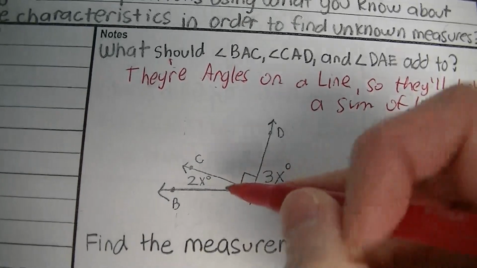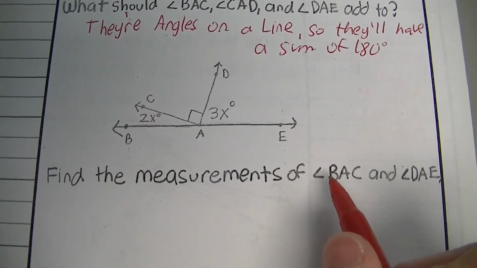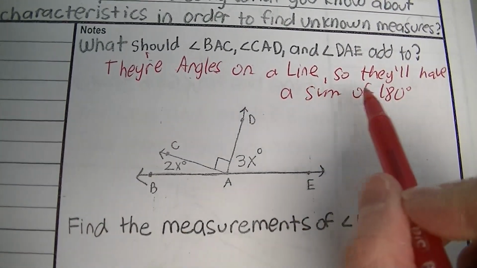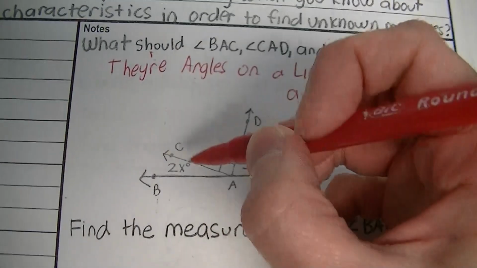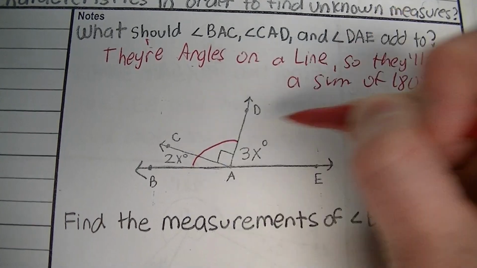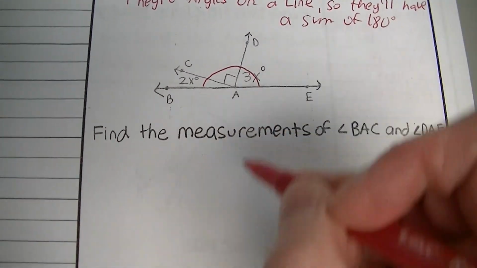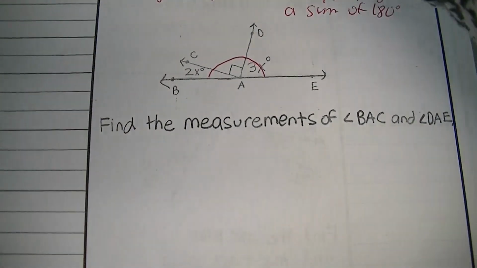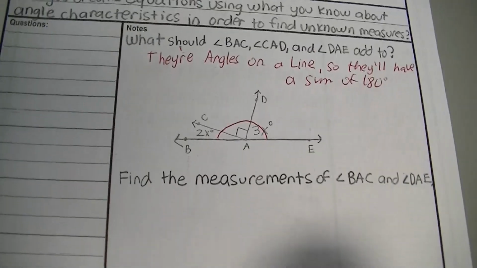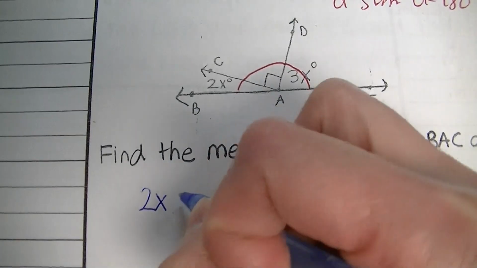Okay, so we're going to look for the next one, we're going to find the measurements of angle BAC and DAE. Now, based on this relationship of them being angles on a line, they'll have a sum of 180 degrees. So basically, this angle plus this angle plus this angle, when you add them together, will have a sum of 180 degrees. And that's what you will use to help you construct your equation to figure out those unknown angle measures, okay? So this angle is represented by 2x degrees.